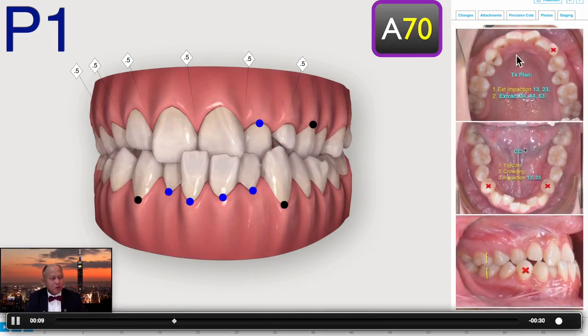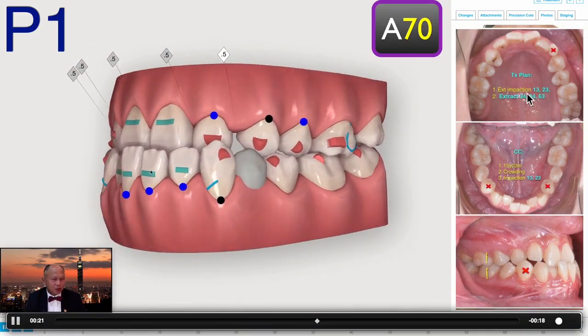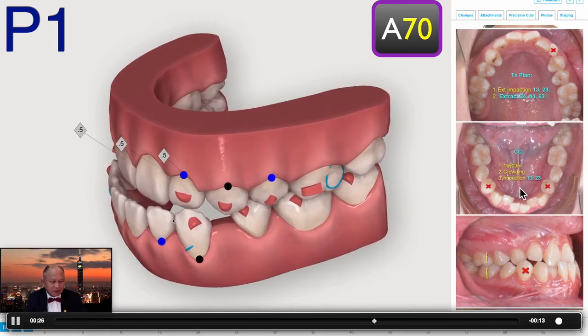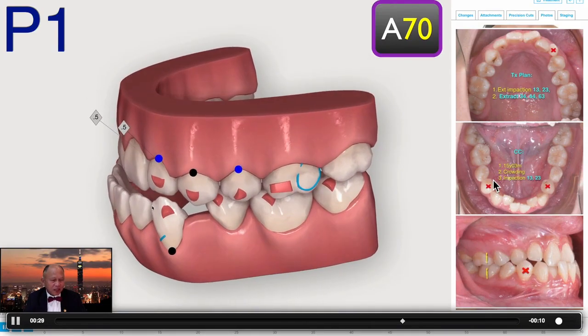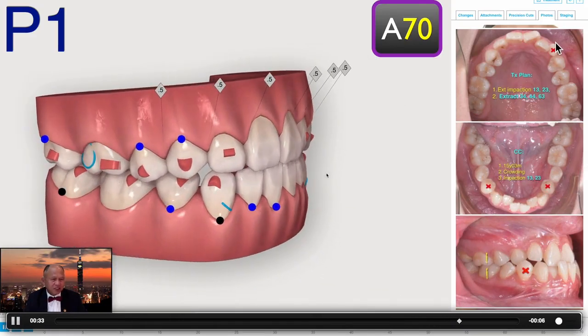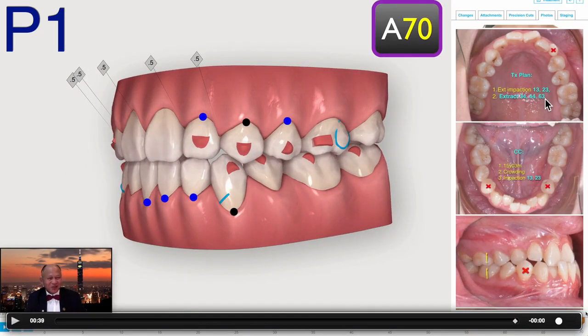So I zoom in to look at this case, and finally I settle on this picture. In this section, I can see my treatment plan, and I can see her chief complaint. If I want to take out teeth, I will make a cross right here. So it's easy for me to see my treatment plan, and that treatment plan will mirror this ClinCheck.